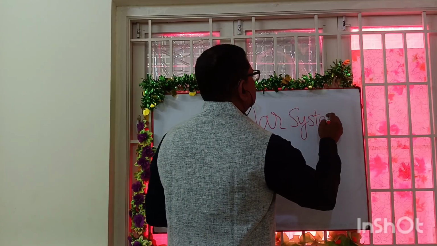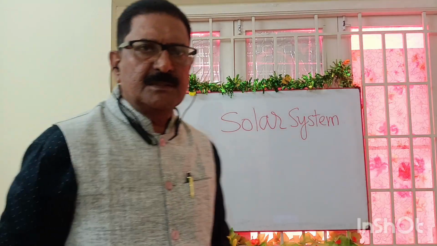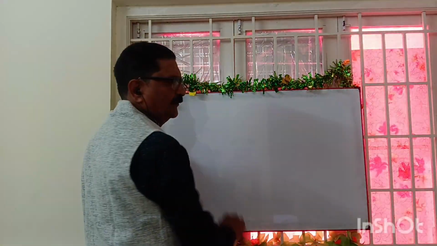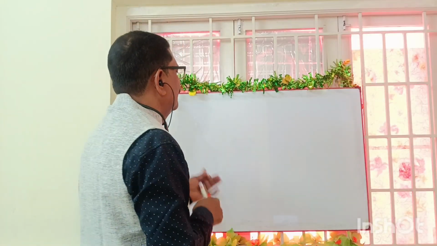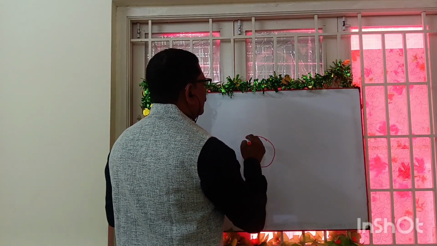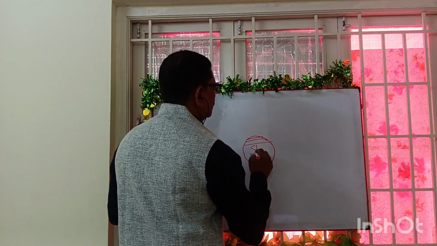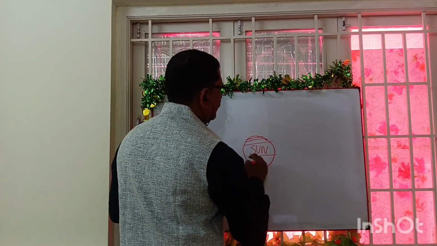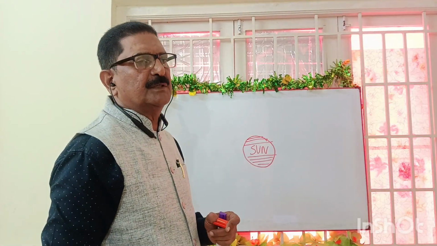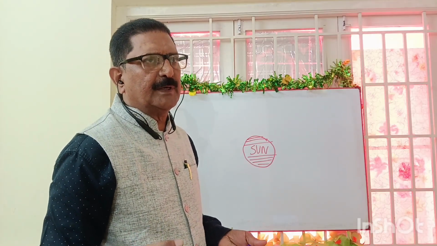Solar system. So what is a solar system? We know our solar system. The center of our solar system is the sun. Continuously the sun produces a lot of heat energy and light energy, and that is why we are surviving on different planets.